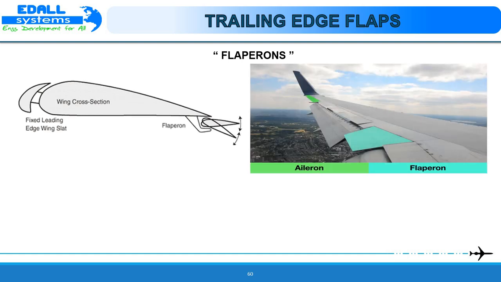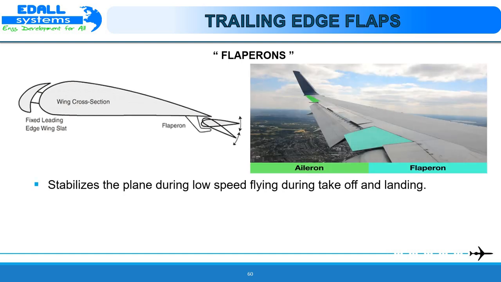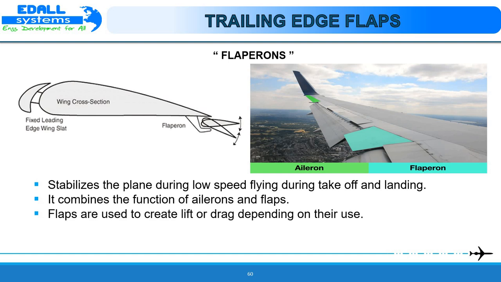Flaperons. These are specialized types of aircraft flight control surfaces that combine aspects of both flaps and ailerons. Flaperons respond to roll commands made by the pilot via the control wheel or stick in the same manner as conventional ailerons. The flaperons can also be symmetrically lowered to function similar to a dedicated set of flaps.